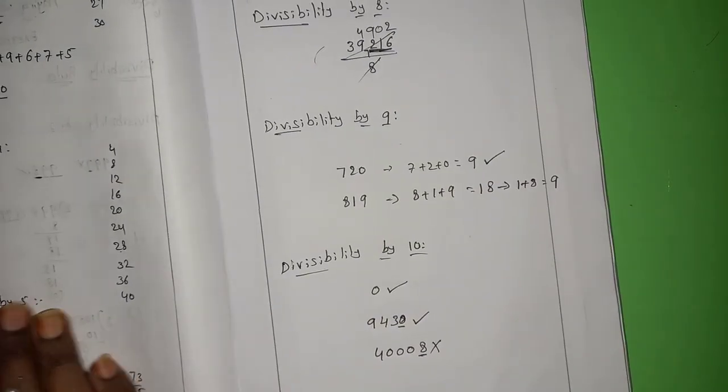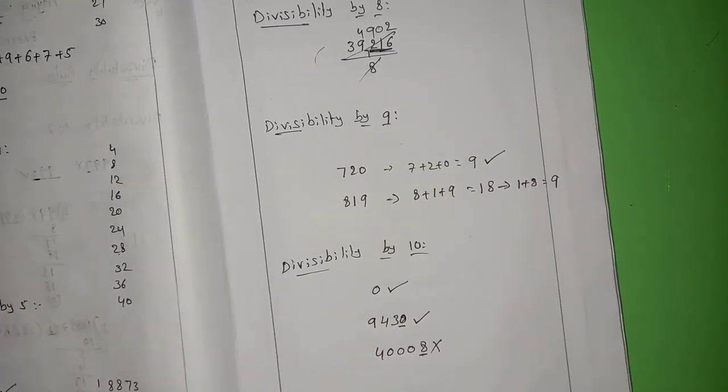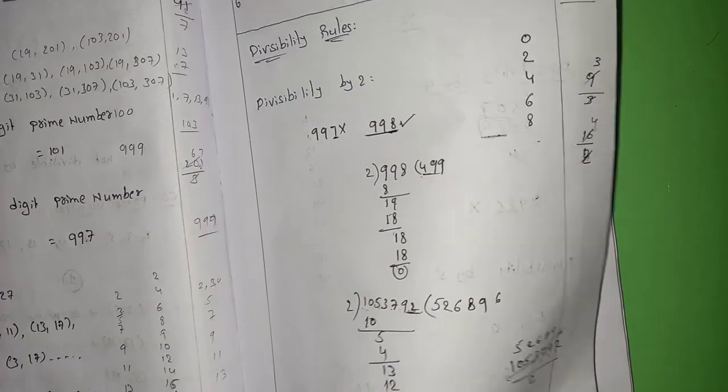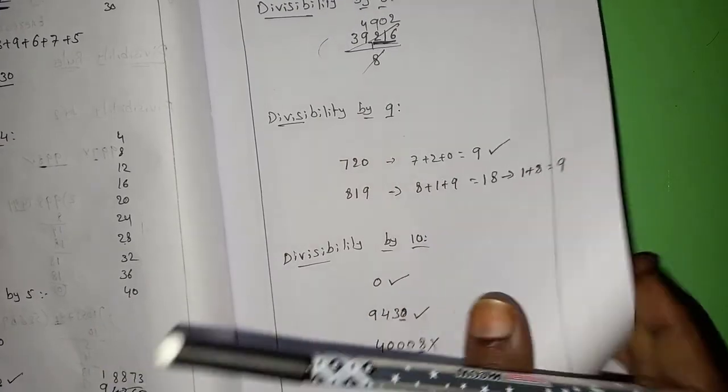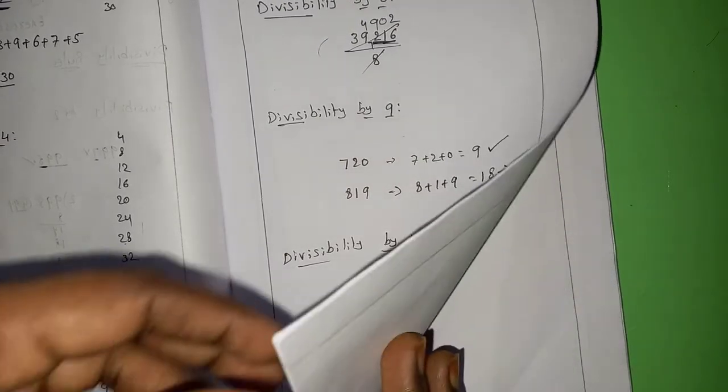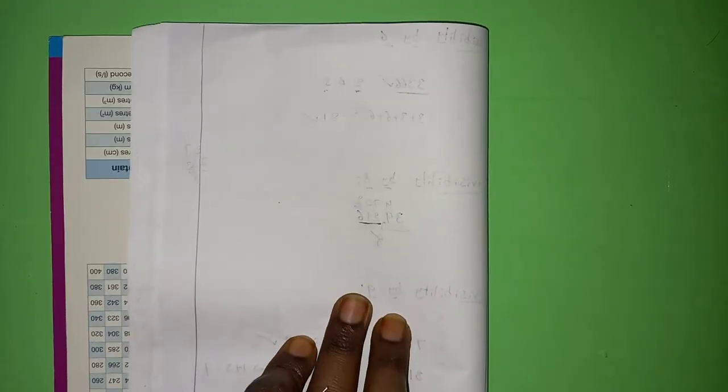Please dears, I am just telling the divisibility tricks. Don't take it tough, because I am going to tell from 2 to 11, right? Please don't take it as tough. You just listen to the video 2 to 3 times so that you can understand all the divisibility rules.